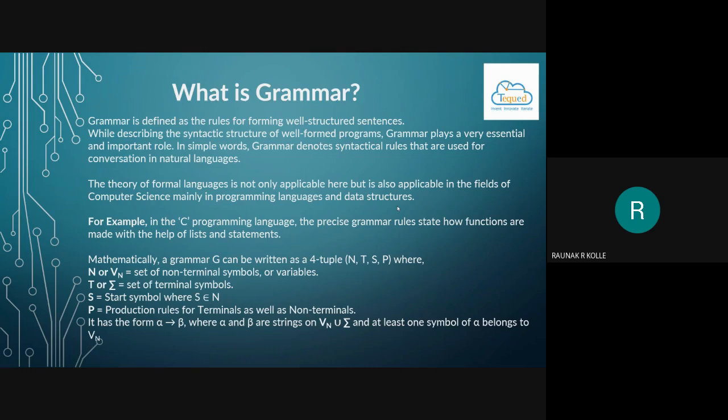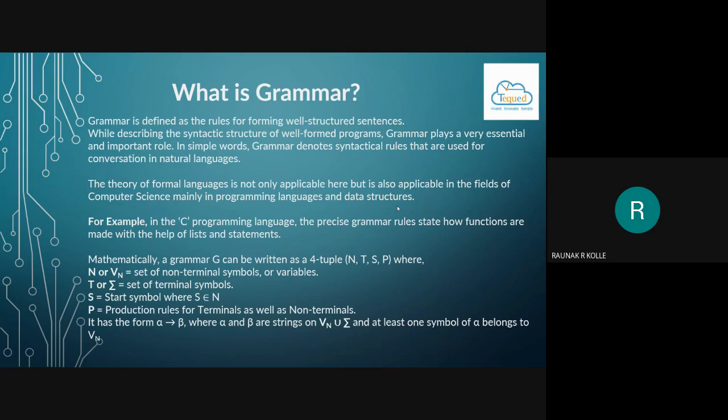The theory of formal languages is not only applicable here, but is also applicable in the fields of computer science, mainly in programming languages and data structures. For example, in the C programming language, the precise grammar rules state how functions are made with the help of lists and statements.